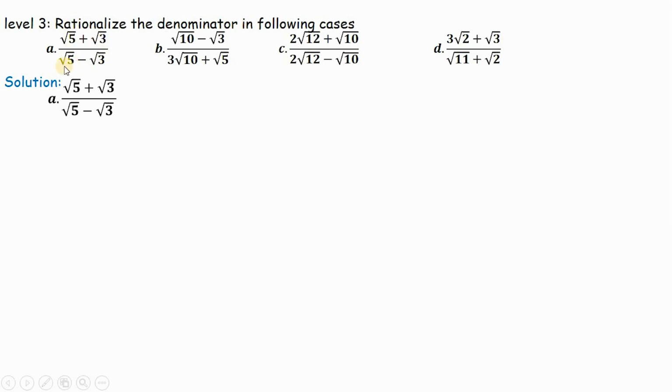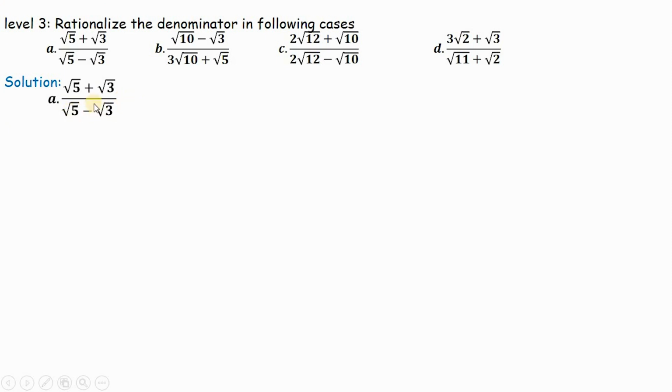Root 5 plus root 3 by root 5 minus root 3. Now we have said that in the topic itself, it is rationalizing the denominator. It's not about the numerator. In the numerator, we can have an irrational number as well as rational number, anything. But the denominator should be a rational number. So we care only about the denominator, not the numerator. So here in this question, you have to find a number which, when multiplied with square root of 5 minus square root of 3, should give a rational number.